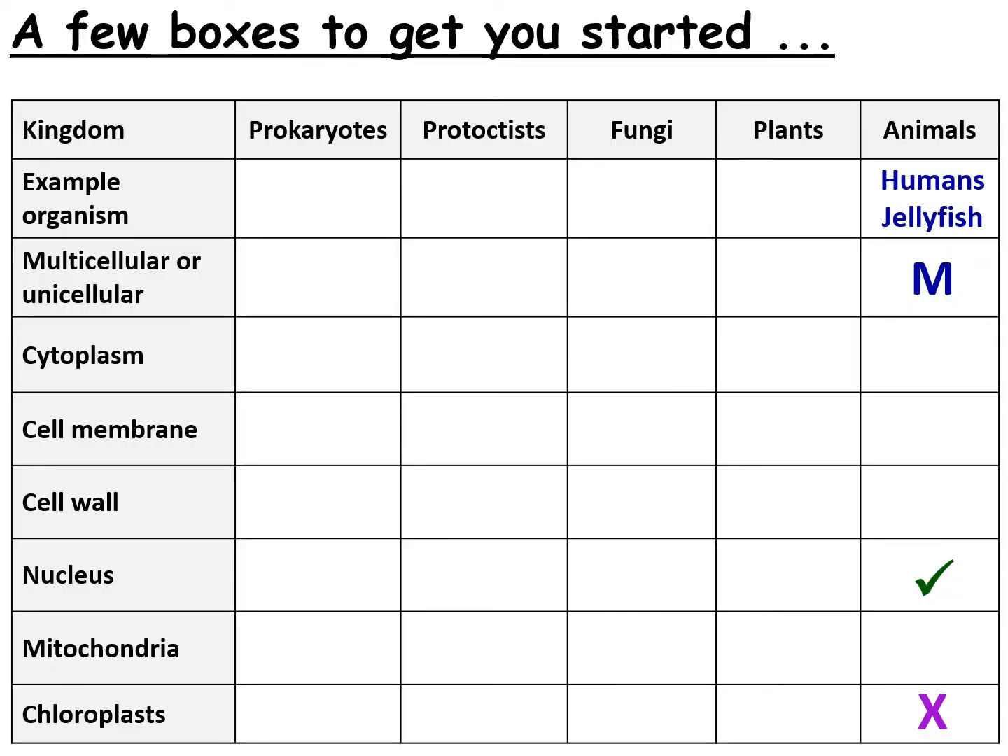Okay, so here's the first few boxes to get you started. So we're doing animals together here. You can see an example is humans, or you can put the jellyfish in there. Obviously, animals are multicellular, so we've got an M in there for multicellular. We've got a tick for nucleus because animal cells have a nucleus and they don't have chloroplasts.